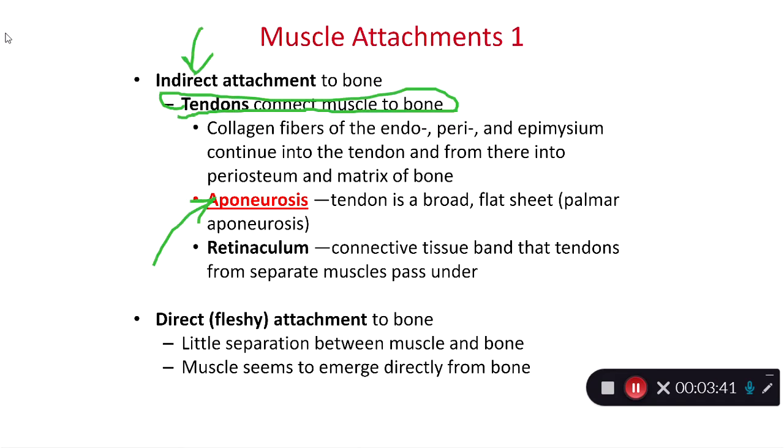Oh, I misspoke there. We'll stay on this slide for now. Another way we can have an indirect attachment is with the retinaculum. This retinaculum is a band of connective tissue that helps to keep the tendons from one muscle grouped or separated from another group of tendons.